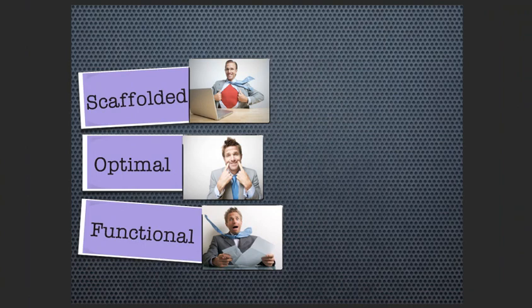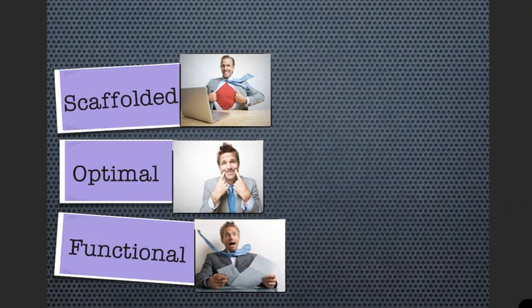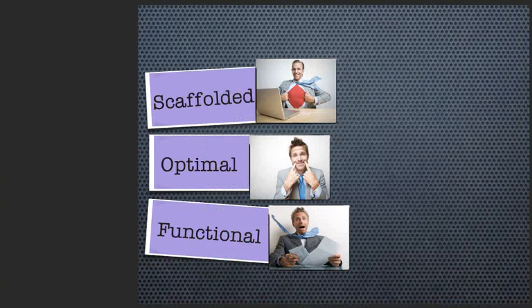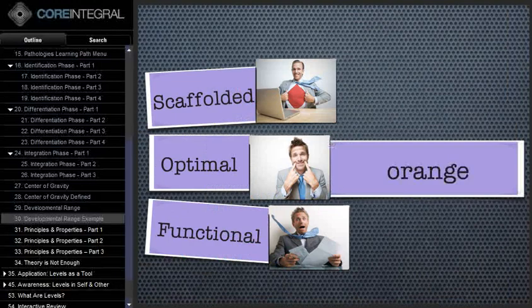To take this one step deeper, consider the following example. Say your center of gravity is orange, and you are beginning to differentiate from that as the next higher structure of green begins to emerge as a true potential.